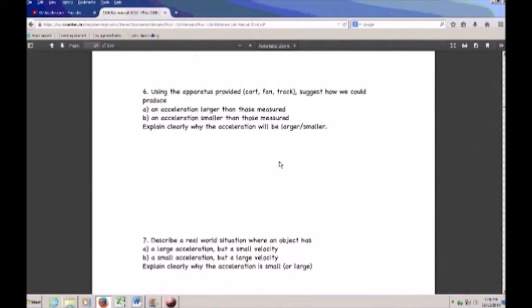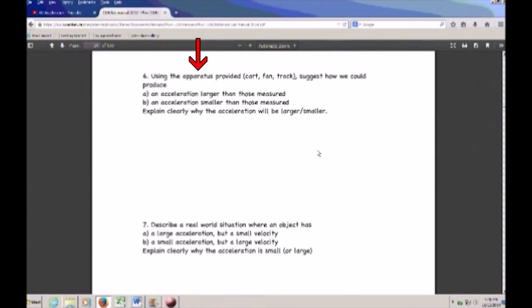The sixth question says, using the apparatus provided, so the same cart, fan, and track that we had, how could you get an acceleration that was larger than what we measured, or an acceleration that was smaller than what we measured? So think about how you could tweak the track, for example, to make the acceleration larger or smaller, or the cart itself, or the fan itself. You're allowed to play around with any of those 3 things, and there's more than one answer for how you can do this.